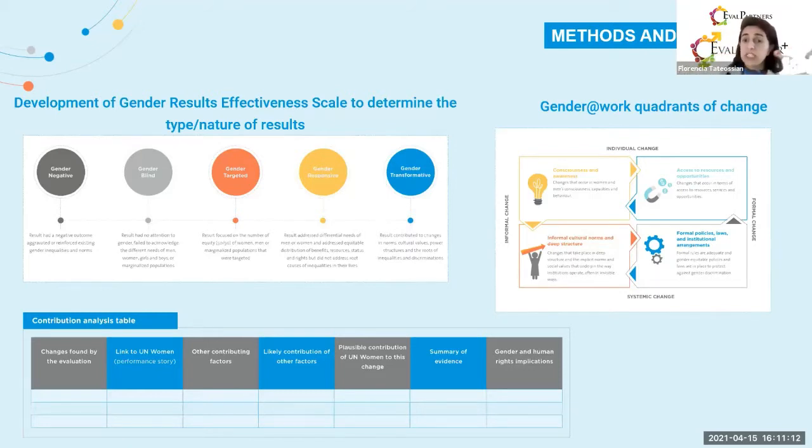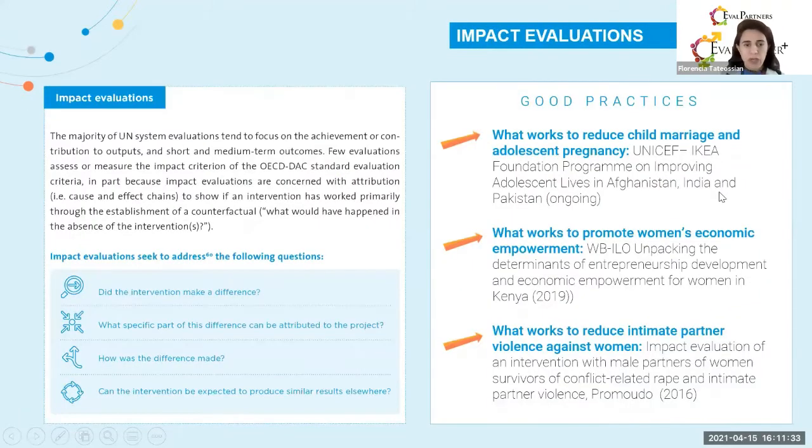And of course, the Gender at Work quadrants of change, which is very useful and which you are using more in UN Women as well, because it gives you informal and formal change, individual and systemic change. Again, you can plug your results into this quadrant, and it gives you a very rich analysis in terms of the gender responsiveness of your evaluation.